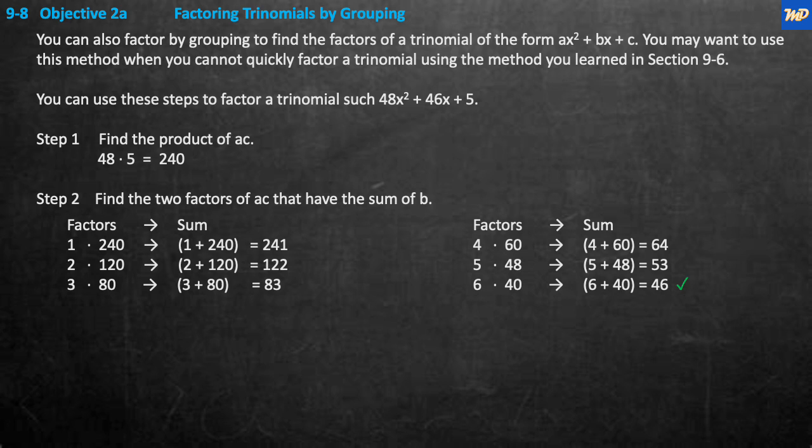You can use these steps to factor the trinomial, such as 48x squared plus 46x plus 5. Seems pretty daunting, and it is unless you have a procedure or a process for determining what you're going to do. So the first thing we do when we have a problem like this, any trinomial, this will work on any trinomial.